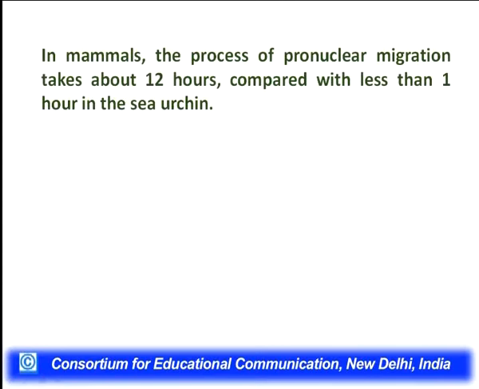In mammals, the process of pronuclear migration takes about 12 hours as compared with less than 1 hour in the sea urchin. As we have already talked about, for the sperm pronucleus as well as the female pronucleus, the nucleus takes up water and the contents decondense, then it becomes the pronucleus. So, the sperm pronucleus and female pronucleus fusion also take place at a specified place in the egg, and they have to travel to that place, or the migration needs to take place, which takes around 12 hours in case of mammals as compared to 1 hour in case of sea urchin.